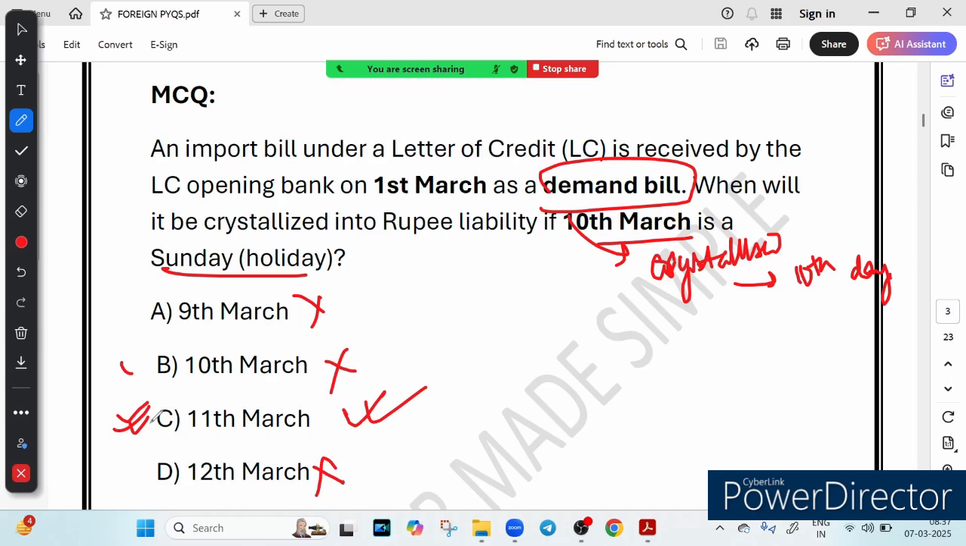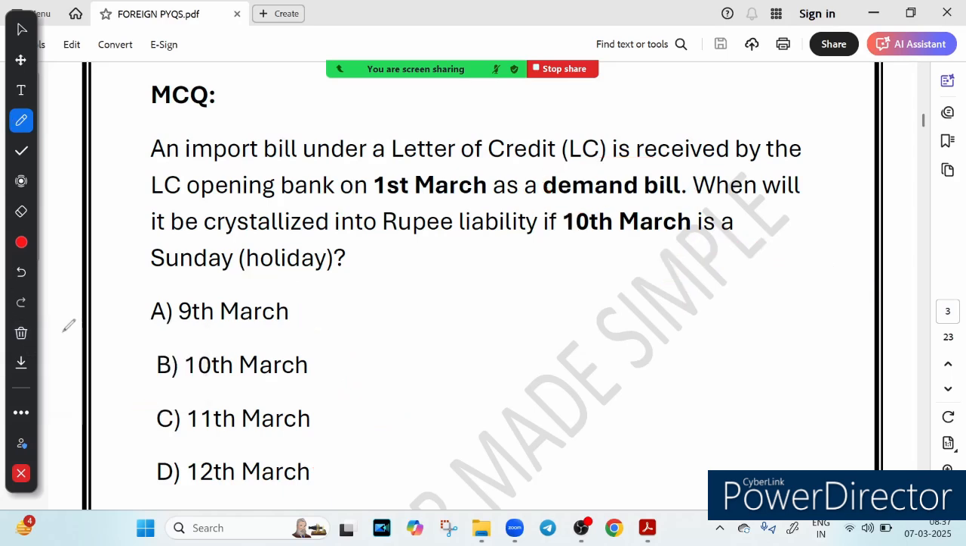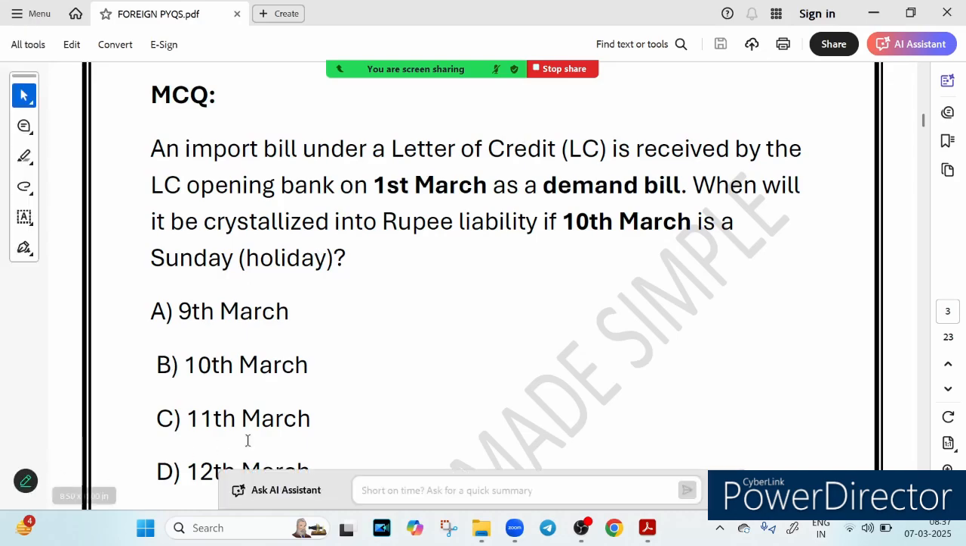Here are some key points to remember. Demand bills are crystallized on the 10th day from when they are received. This is the main thing that you have to remember. Second point is that if the 10th day falls on a holiday or Saturday, the bill is crystallized on the next working day.